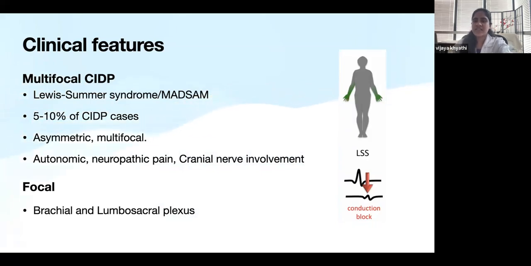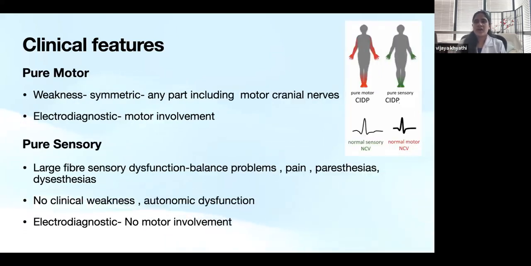And we can see in electrodiagnostic studies that it has conduction block. Focal involvement is mostly seen in brachial plexus and lumbosacral plexus. Pure motor: the symptoms are predominantly motor, including all motor nerves, including the motor cranial nerves. Electrodiagnostic studies show motor involvement and do not show any sensory involvement.